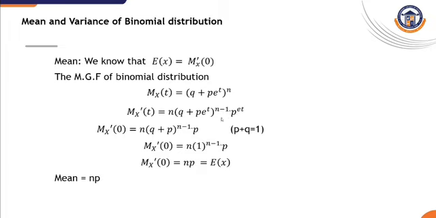So we know that in our binomial distribution, the sum of probabilities q plus p equals 1. Therefore we substitute q plus p equal to 1, and n into 1 to the power n minus 1 into p. We know that 1 power anything is only 1. Therefore the mean value E of x becomes only np. We identify the binomial distribution mean value equal to np.